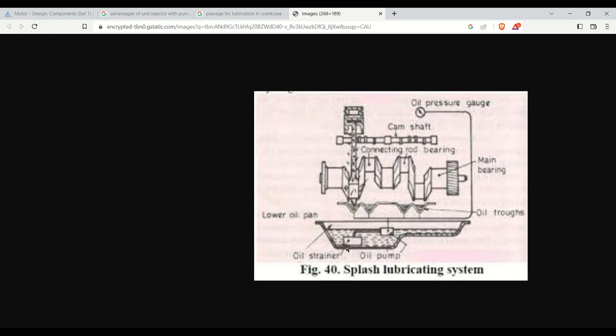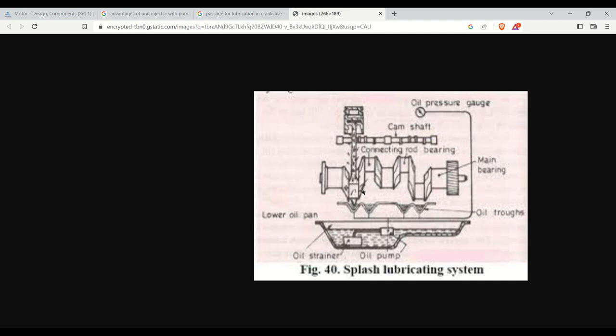Here is the sump, and there is a strainer. From the strainer, oil goes to the oil pump. From the oil pump, it goes to the oil pressure gauge on one side, and from this portion it goes to the main bearing through the passages. It goes to different positions: there are passage openings here in the main bearings and at the crank pin bearings. And all these places are lubricated in this manner.